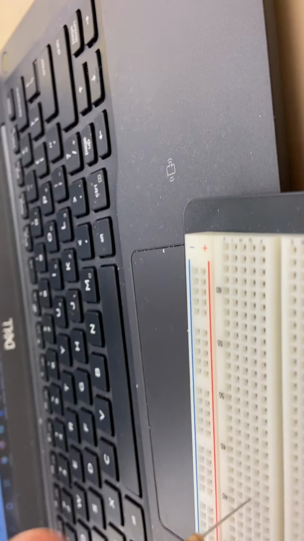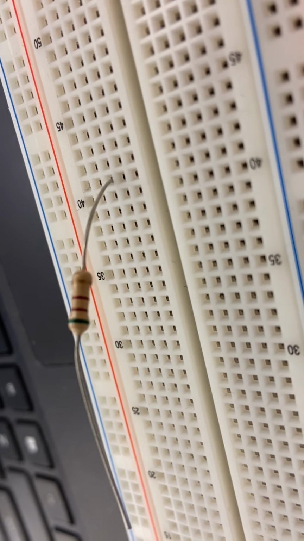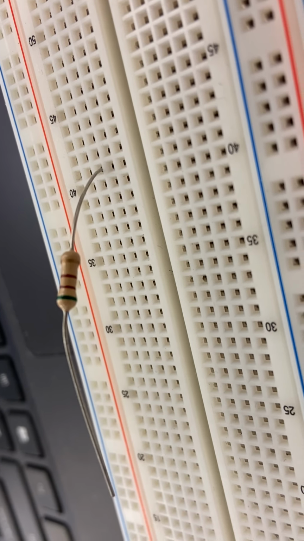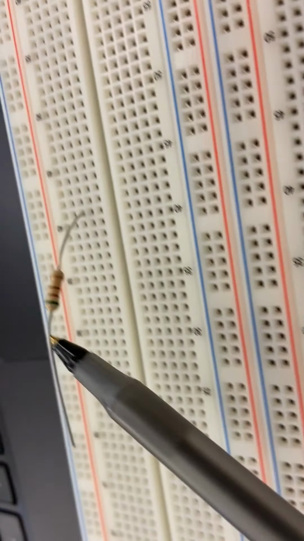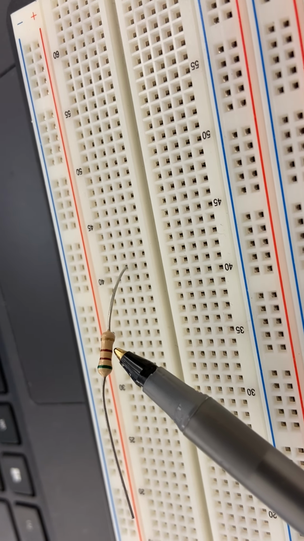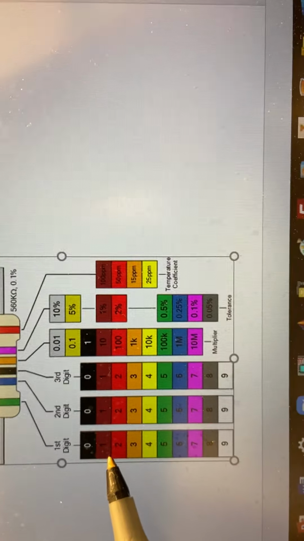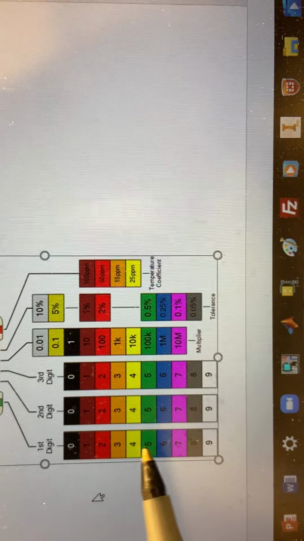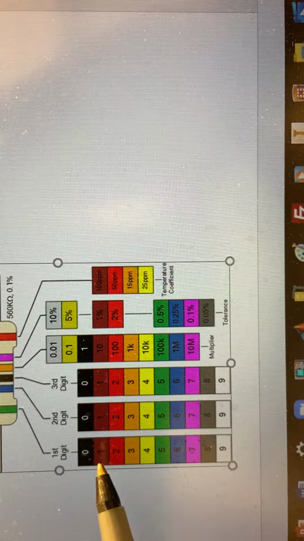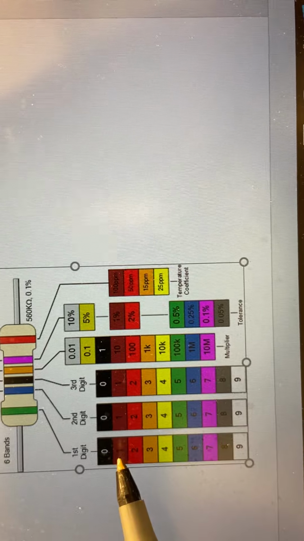Let's see our resistor here. It has the colors, from left to right, green, brown, and brown. Okay, let's go to the code chart. The green is 5, brown is 1. So the first digit is green, 5, the second one is 1. So I have 51. That's the resistor's value.